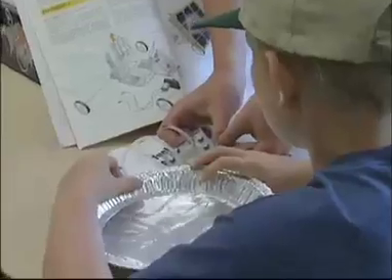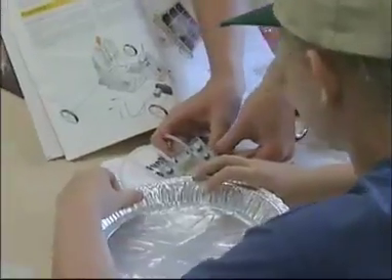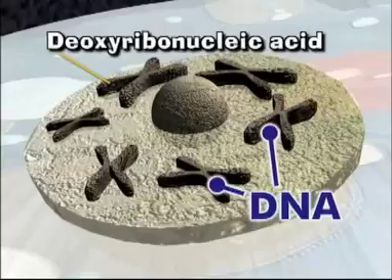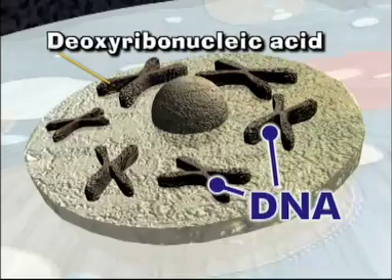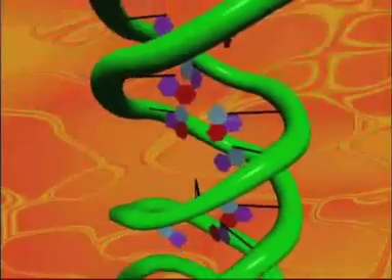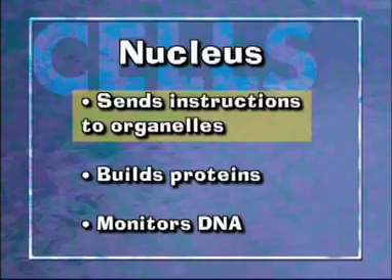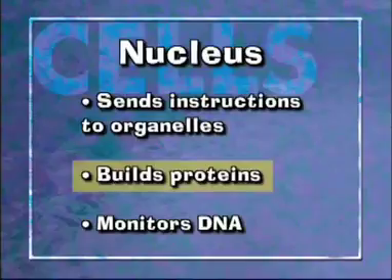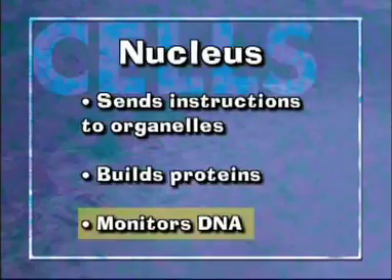The nucleus directs the organelles to make sure everything functions properly. Just like you use instructions to build something, the nucleus contains all the instructions to tell the cell what to do. Those instructions are in the form of deoxyribonucleic acid, or DNA. DNA is the hereditary information that cells need to function. The nucleus sends those instructions to each organelle, builds proteins, and keeps track of the DNA.